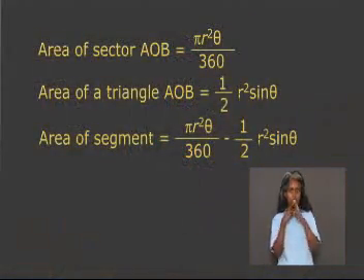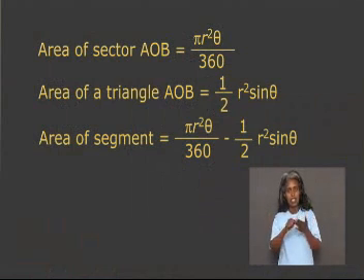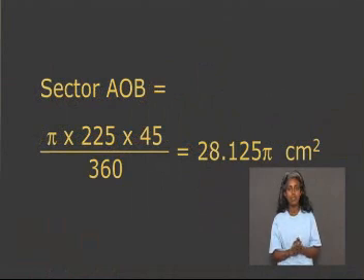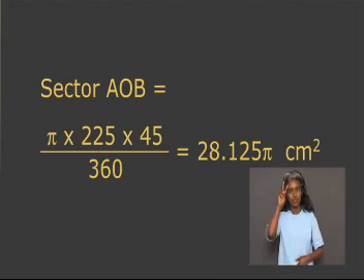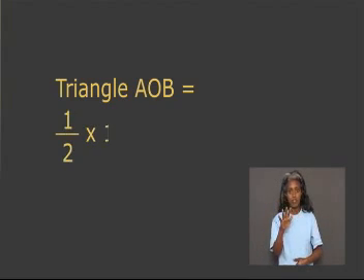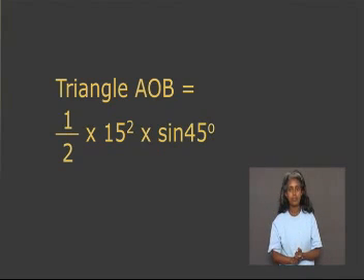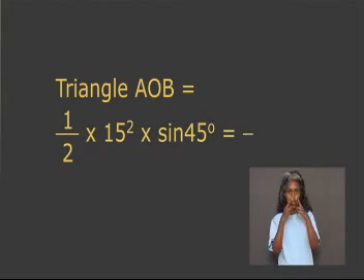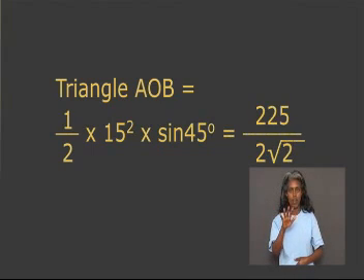Here is the solution for the area of sector AOB. The answer is 28.125 pi centimeters squared. The area of the triangle is 1/2 times 15 squared times sine 45 degrees. That yields an answer of 225 over 2 times the square root of 2.